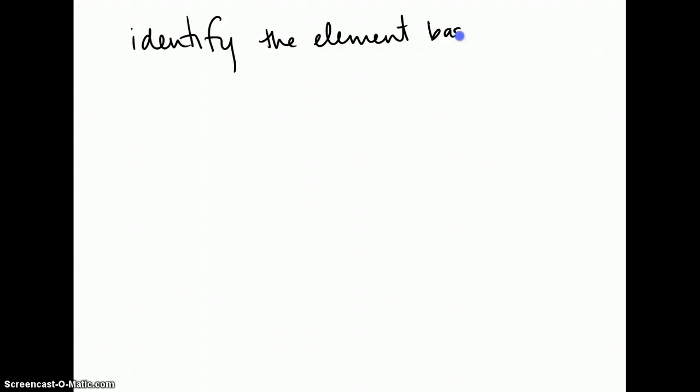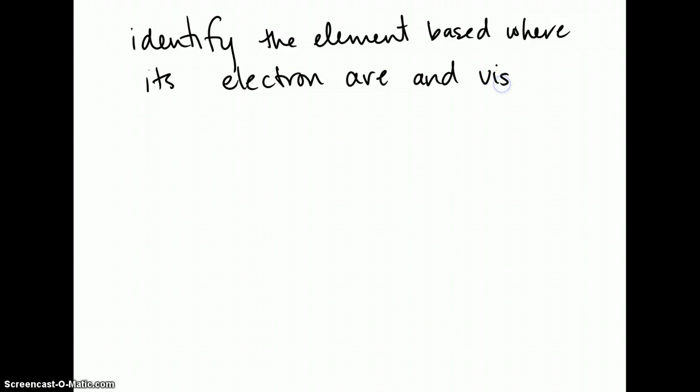I'm going to do a tutorial on electron configuration. Just to keep in mind, electron configuration is being able to identify the element based on where its electrons are. And, of course, vice versa. By finding an element, you know exactly where the electrons are. So just a quick review.